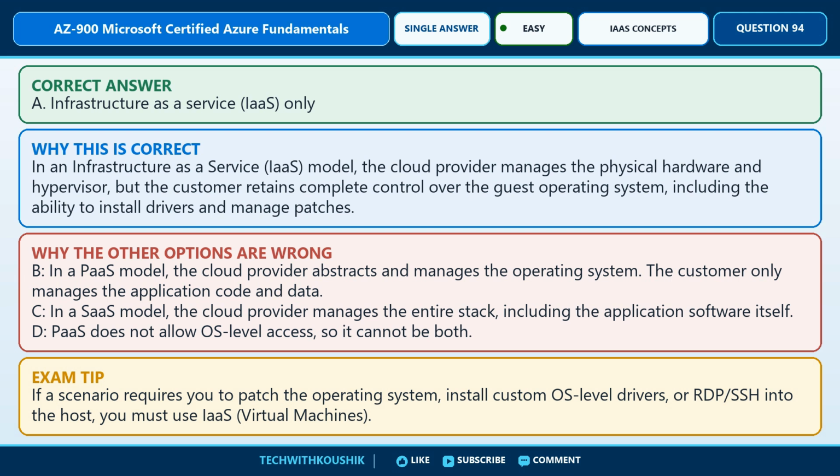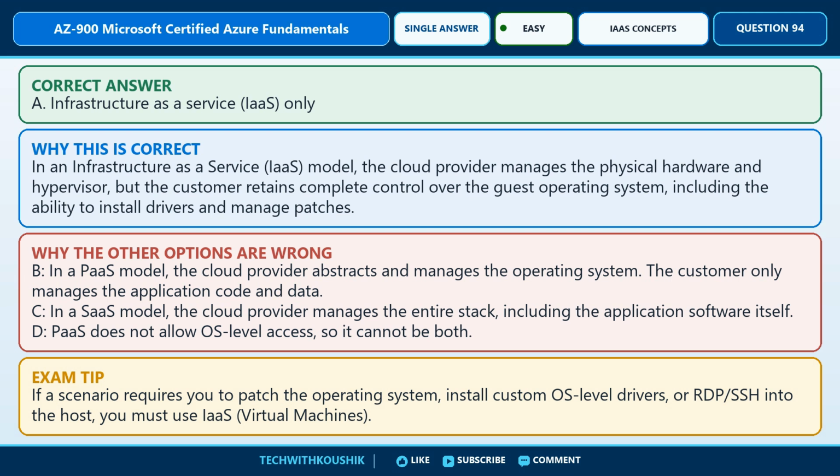Here's why the alternatives are not suitable. B. In a PaaS model, the cloud provider abstracts and manages the operating system. The customer only manages the application code and data. C. In a SaaS model, the cloud provider manages the entire stack, including the application software itself. D. PaaS does not allow OS-level access, so it cannot be both.